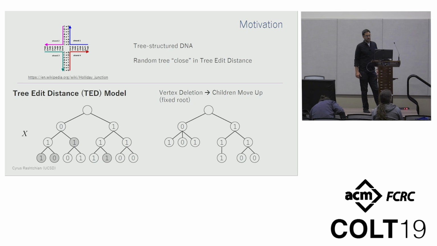Some motivation is that there are tree-structured DNA constructs, and so maybe this can be used for storage. Also, theoretically, this is a random tree that's close in tree edit distance. And what I think is compelling about this question is that it gives a playground to study the interplay of both combinatorial and statistical methods for reconstruction problems.